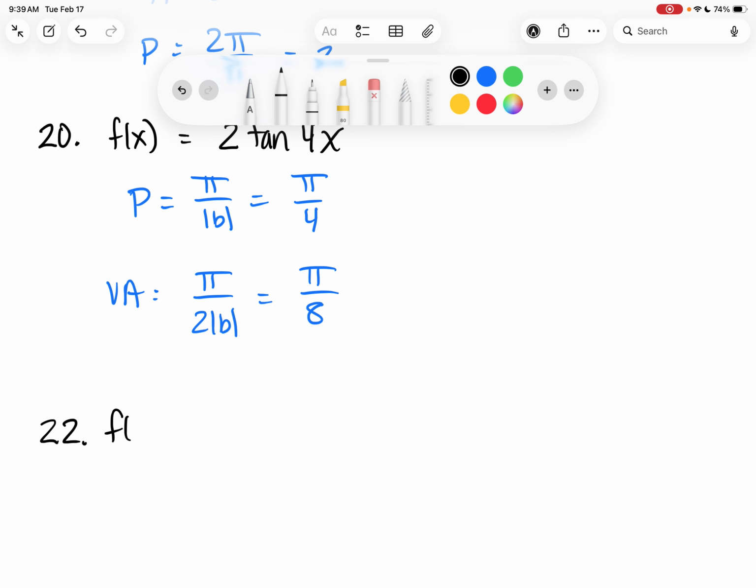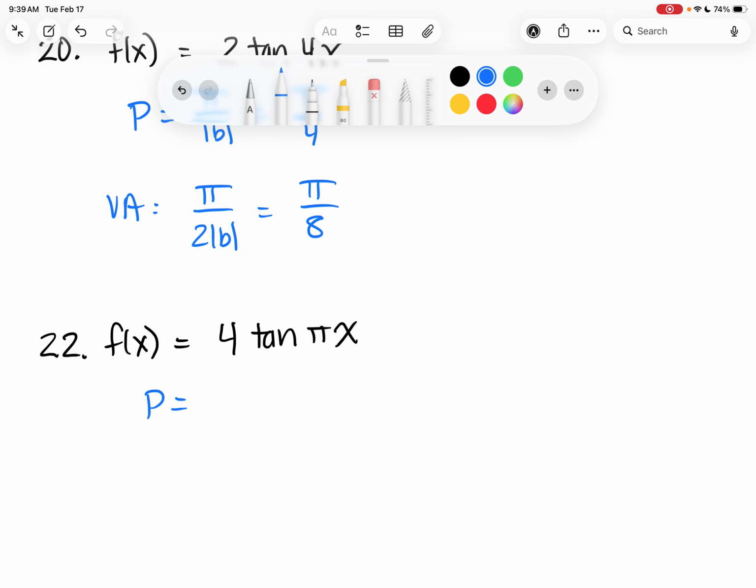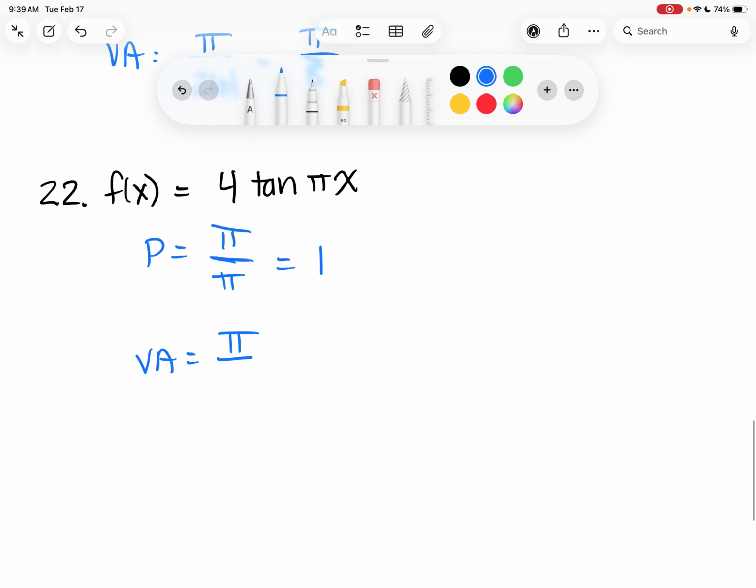Number 22, f of x is equal to 4 times the tangent of pi x. So, period would be what? Pi over 1. Pi over pi, which is 1. And then vertical asymptotes. 1 over 2. Yep, pi over 2 pi would be equal to 1 over 2. All right, any questions about that? No. Nice and easy?